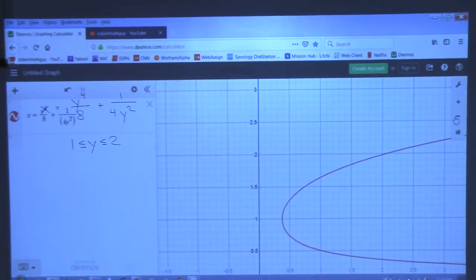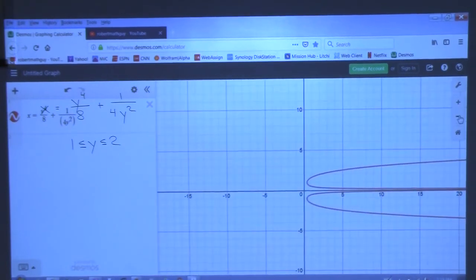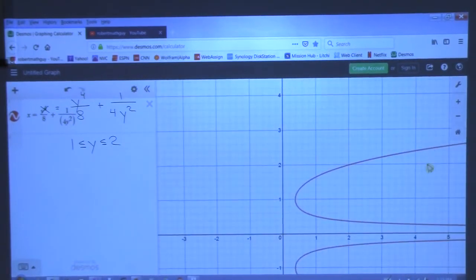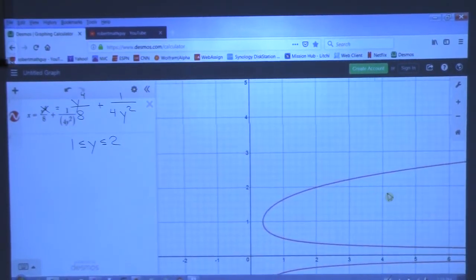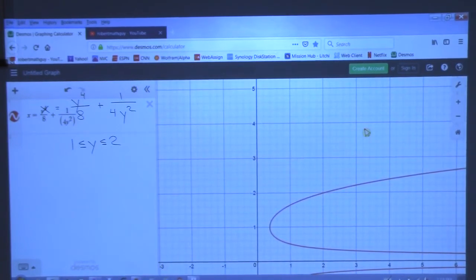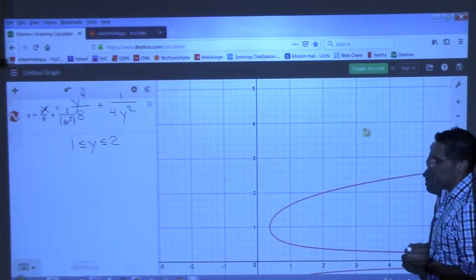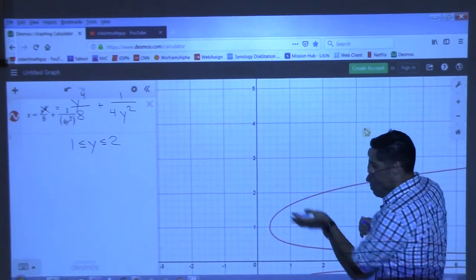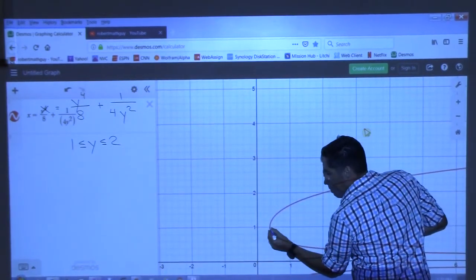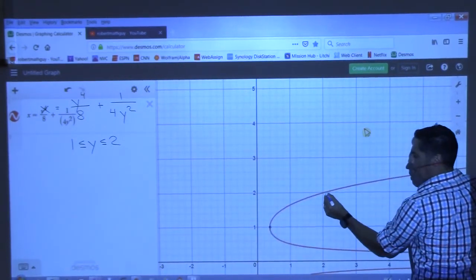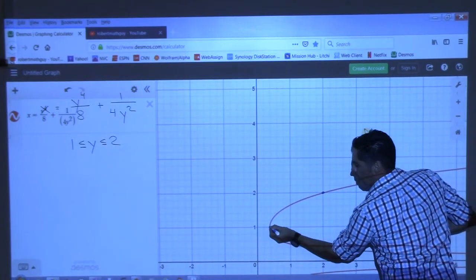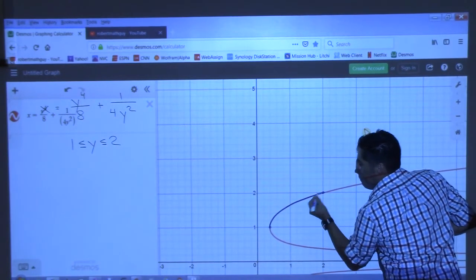So let me zoom out here. Pretty interesting looking curve, right? So I'm trying to find the length of this between y equals 1 and 2. So that means you're looking at the y-axis. y equals 1. Up here it looks like 2. So we're trying to find the length of that curve right there.